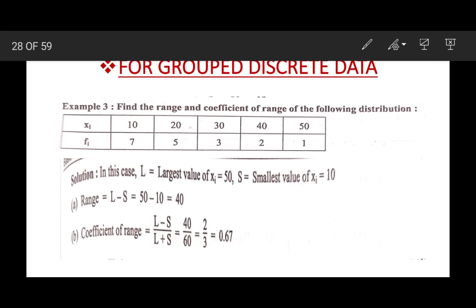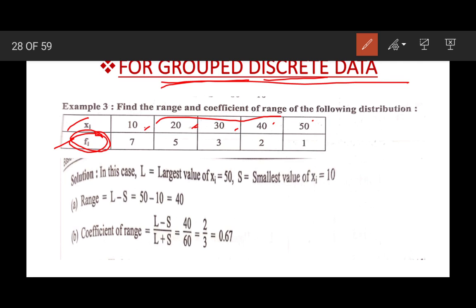Now first we have to identify this data, right? The question is: find the range and coefficient of range of the following distribution. What is given? X values and frequency are given. So since frequency is given, this is a group data. Now the X values are different numbers, right? X values are discrete, and hence this type of data is known as group discrete data.